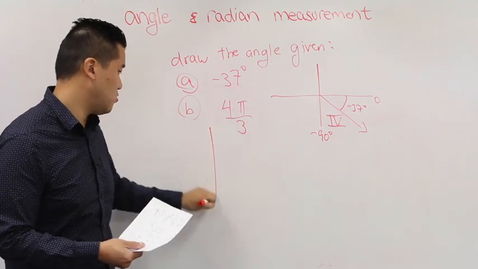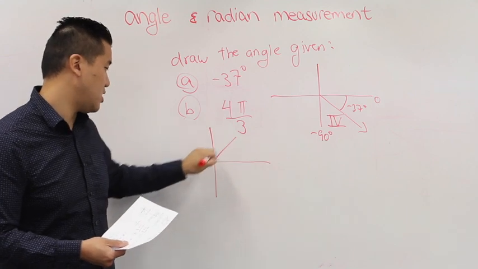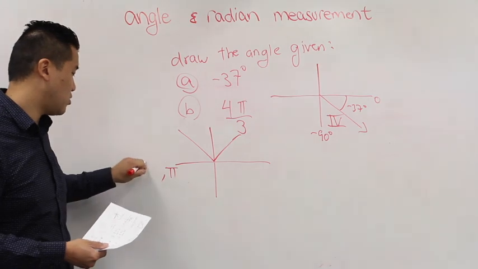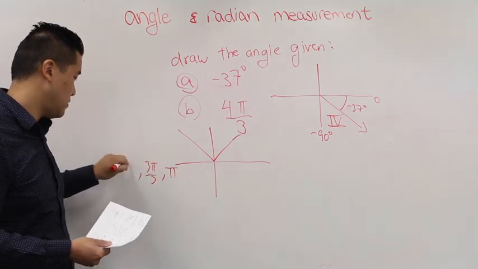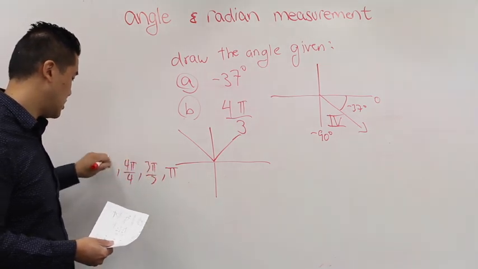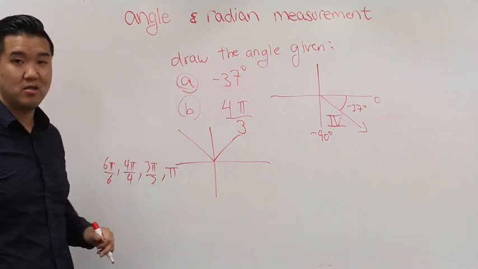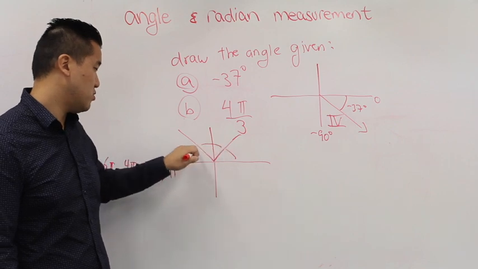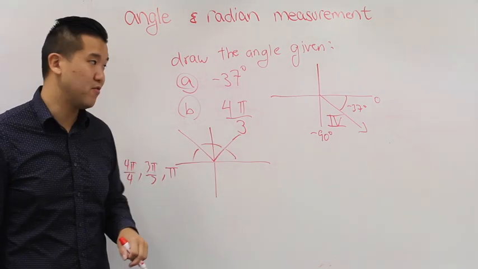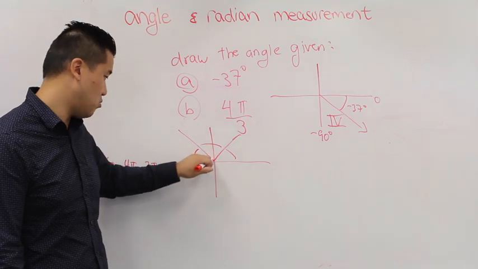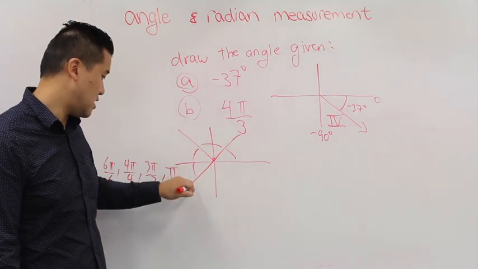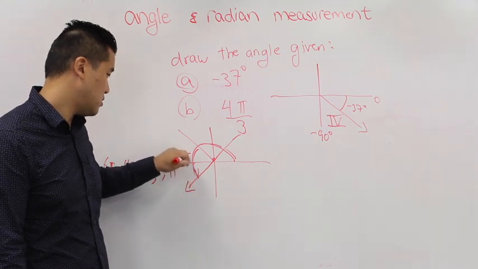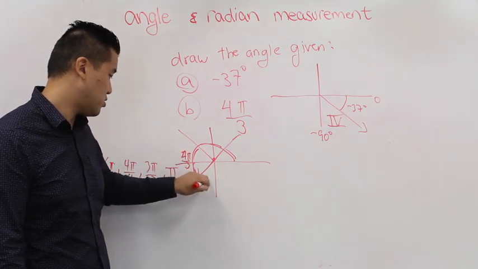4 pi over 3, well the way I think of it is we have 3 equal pieces to get to pi. Pi is equivalent to 3 pi over 3, 4 pi over 4, 6 pi over 6. They're all equivalent, so I'm thinking of, we'll have 1, 2, 3. I have 3 pi over 3s, I need 4 of them, so I just go 1 more. So then this guy right here is 4 pi over 3. And we are in quadrant 3.